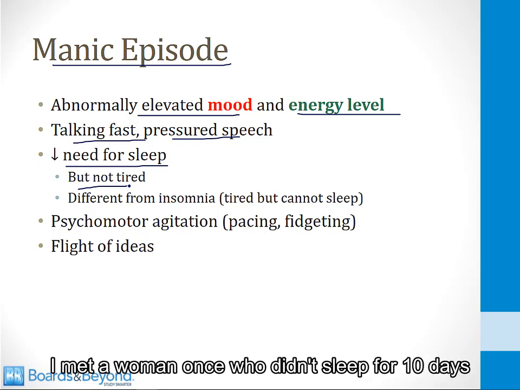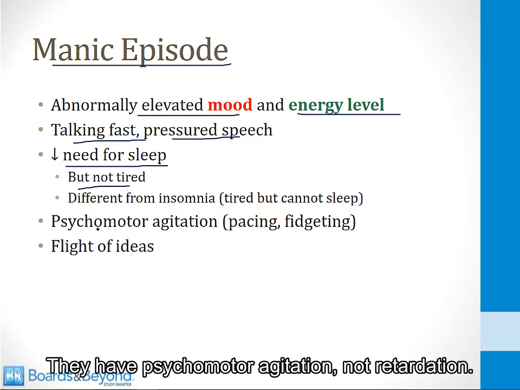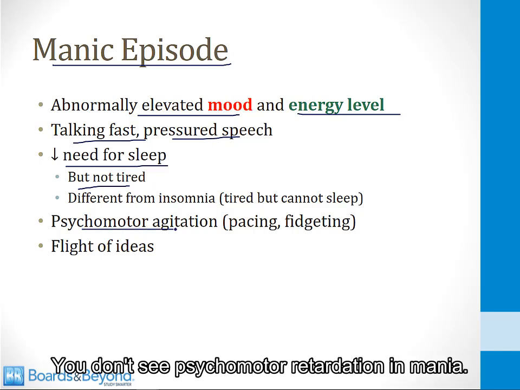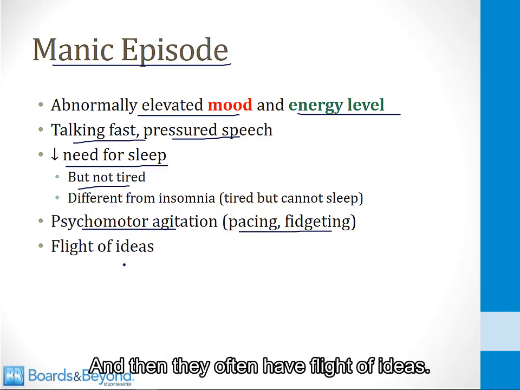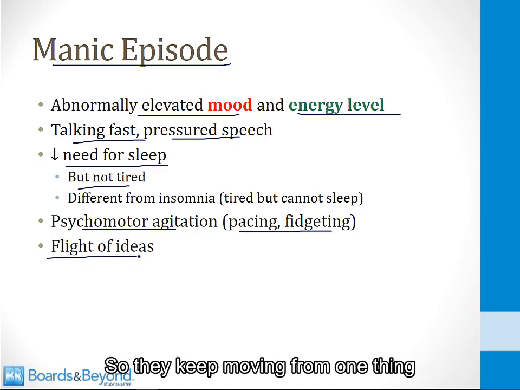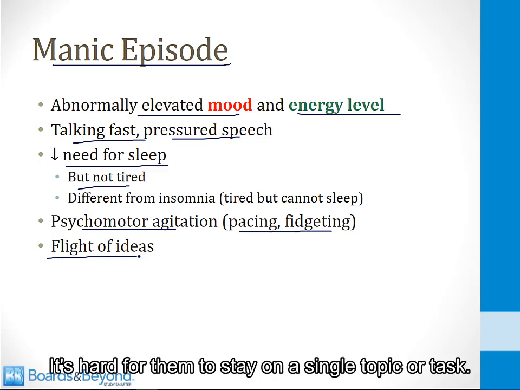I met a woman once who didn't sleep for 10 days during a manic episode. They have psychomotor agitation, not retardation. You don't see psychomotor retardation in mania, so they will be pacing and fidgeting during a manic episode. And then they often have flight of ideas, so they keep moving from one thing to the next that they are thinking about or talking about. It's hard for them to stay on a single topic or task.